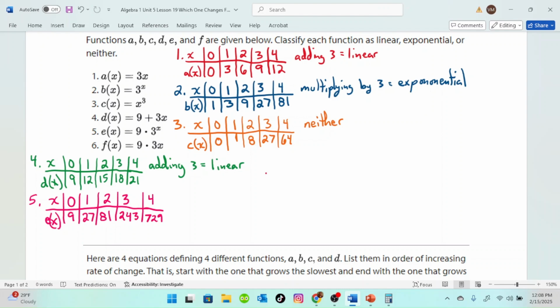To go from 9 to 27, we multiplied by 3. Then we multiplied by 3 to get 81. Then we multiplied by 3 to get 243. And we multiplied by 3 to get 729. We're multiplying by 3. That means this is exponential.